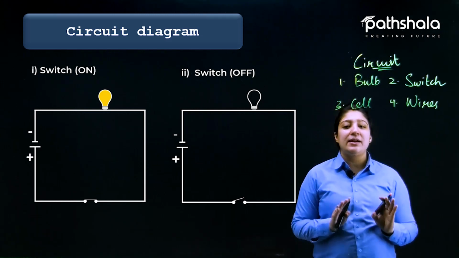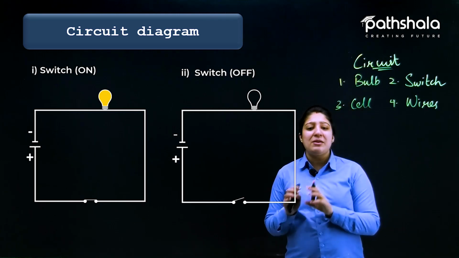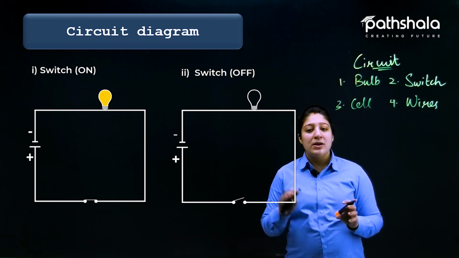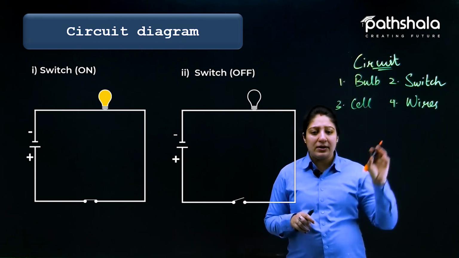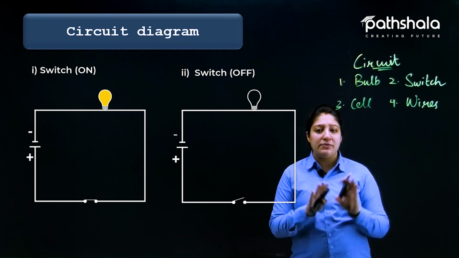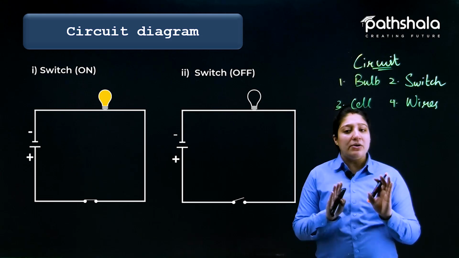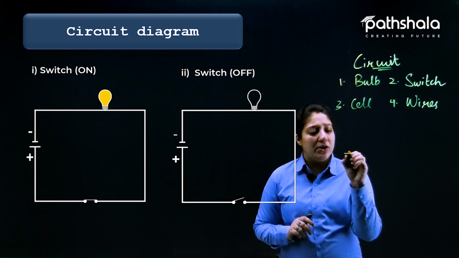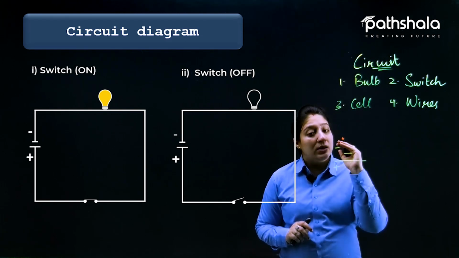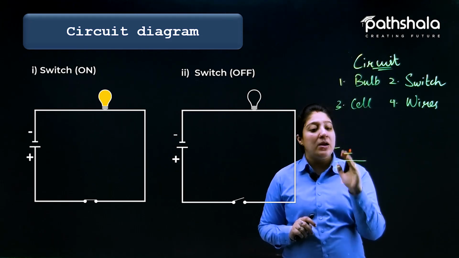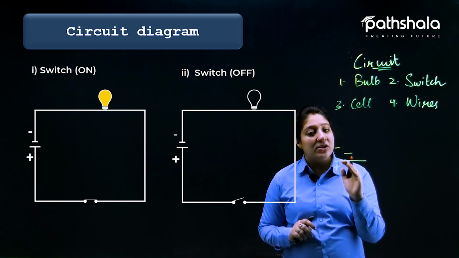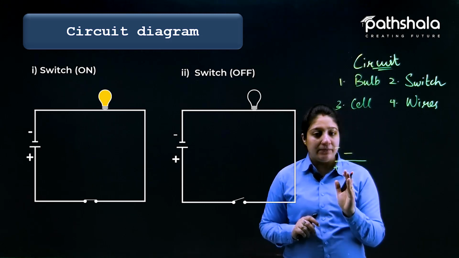So how you are going to make it is, the switch you can place anywhere in the circuit. It's your choice, wherever you want to put. You can keep it near the cell, near the bulb, or away from both. Now, first of all, draw your cell and mark the positive and negative side. Just remember, there is no connection between the positive and negative terminal, right? The connection is only made by the wires.